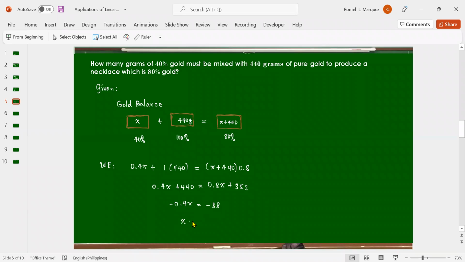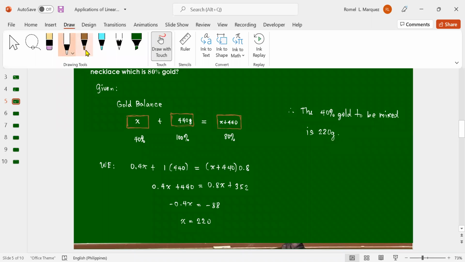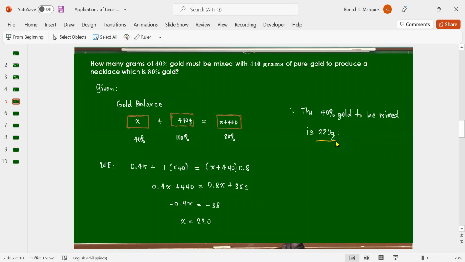Okay? What is x, guys? 220. Okay? So therefore, what is our conclusion, guys? The 40% gold to be mixed is what? What is the mass, guys? 220 grams. Okay, that's it. So that's the answer.